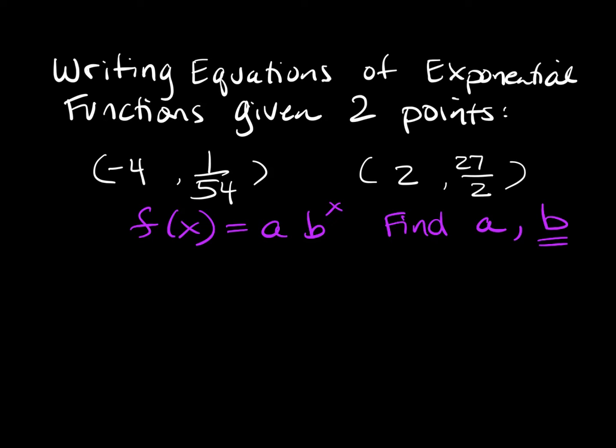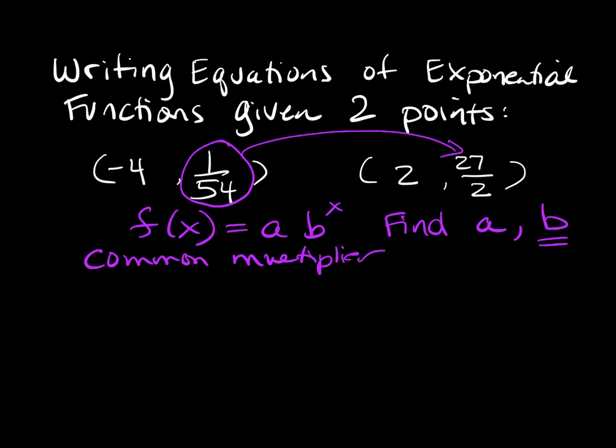So let's think about what it would mean to find b. I know this exponential function goes through these two ordered pairs, and for an exponential function there's a common multiplier. If I look at the difference between these two ordered pairs, it's a difference in input of 6, which means if we take 1/54, in order to get to the new output of the other ordered pair, we must have multiplied by that common multiplier 6 times, once for each of the difference of 6 in the input.